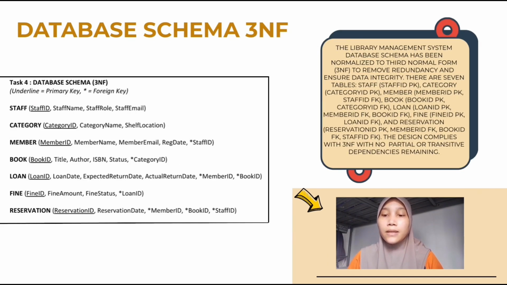Next, the database schema was designed and normalized to third normal form, 3NF, to eliminate data redundancy and ensure data integrity. The schema consists of seven tables, where each table represents a core entity of the system. Primary keys are denoted by an underline, and foreign keys are indicated with an asterisk. 3NF removes transitive dependencies, meaning every non-key attribute depends only on the primary key and nothing else. This keeps the data clean and consistent.